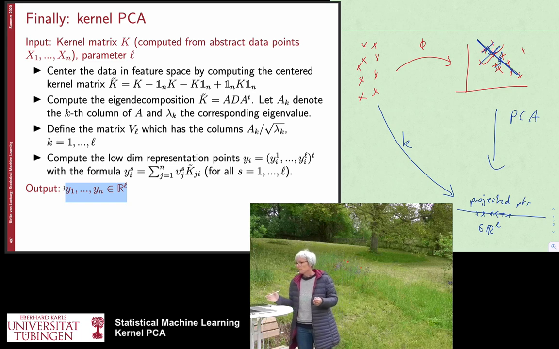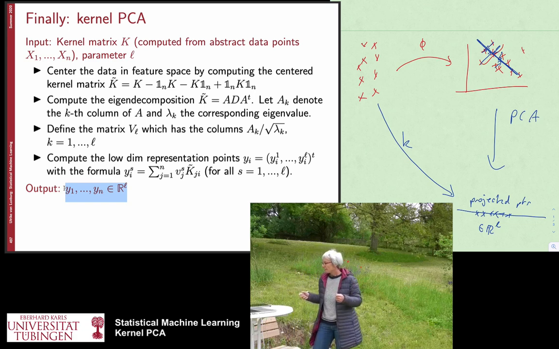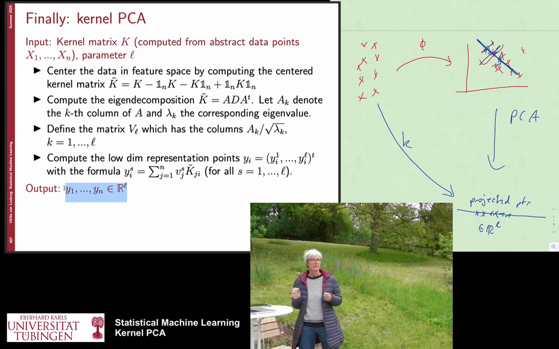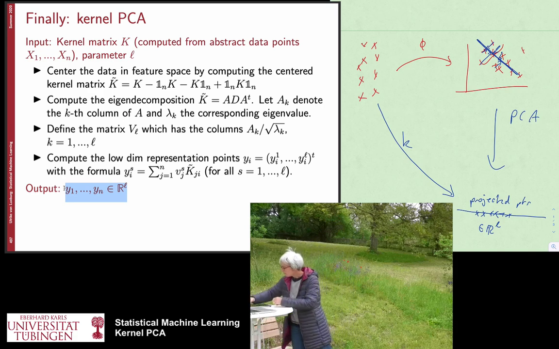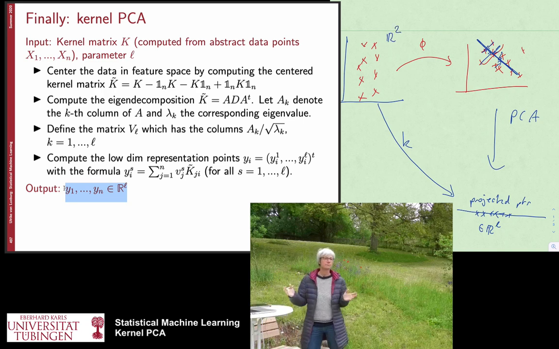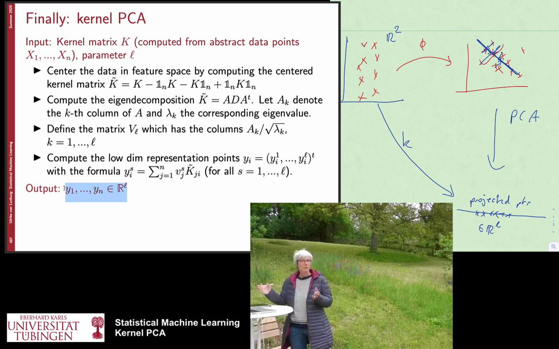I want to make one more remark here, and the remark is that now also something funny can happen regarding the dimensions. So assume, for example, our original data lives in R^2, a two-dimensional data set. Now we use a Gaussian kernel, say.